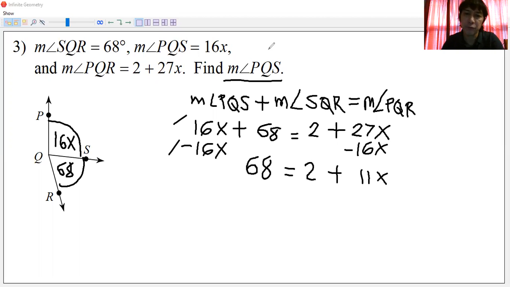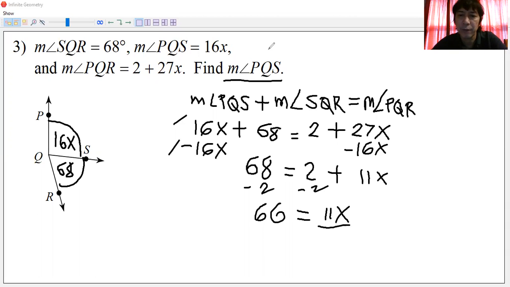And this will be equal to the 2 plus the 11x. Now we subtract the 2 from both sides. And we have something like 66. So this is 66, and this is equal to 11x there. Then we divide by the 11, and we shall come up with the value of x. So we divide this by 11, and x is equal to 6 there. So we have the answer for x.